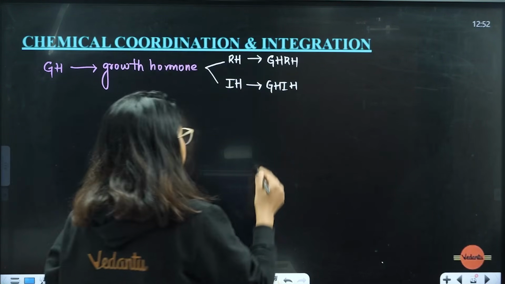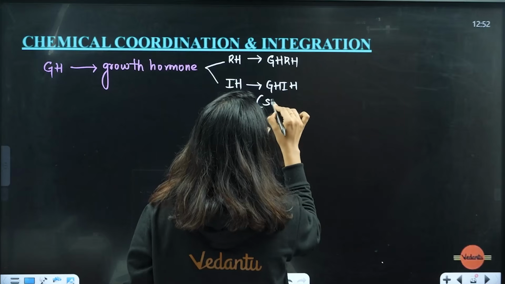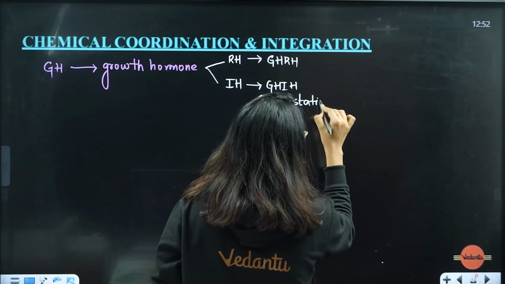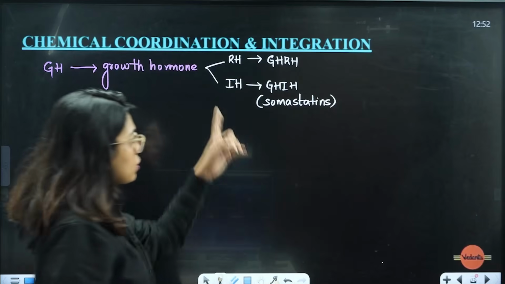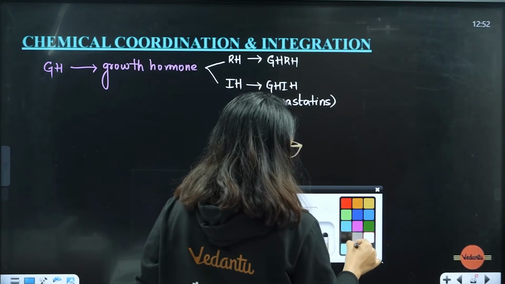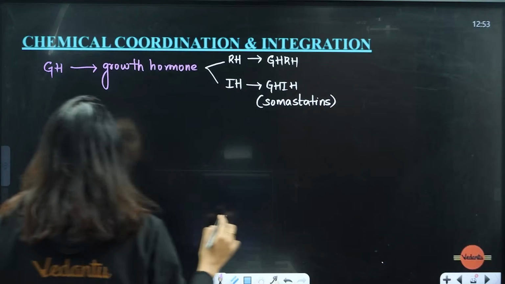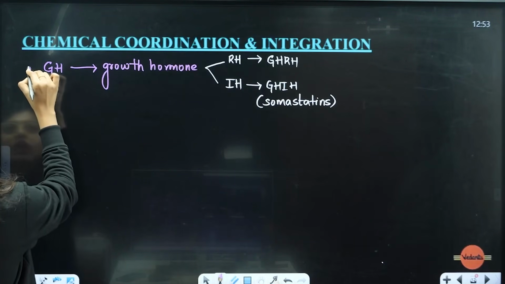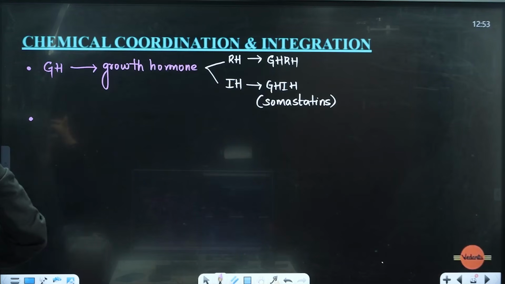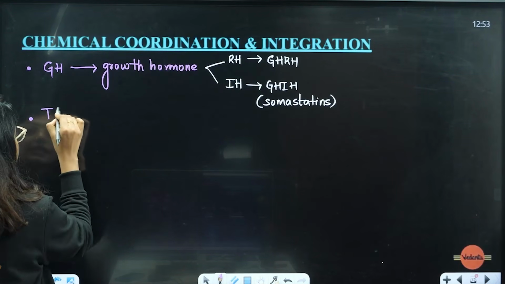Here the inhibiting word they have already mentioned in your NCERT, so I am writing it here. Somatostatin, which is also secreted by your pancreas, you can also write. Somatostatin is your inhibiting hormone. After growth hormone, what did they tell? Gonadotropin hormones, thyroid hormones, adrenocorticotropic hormones are there. So you can write your TSH.